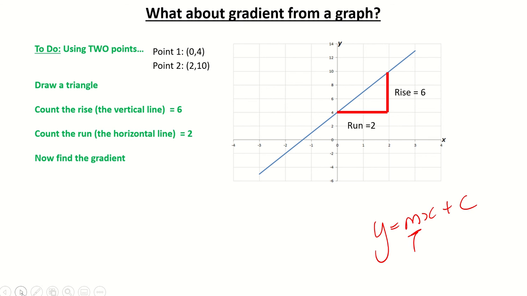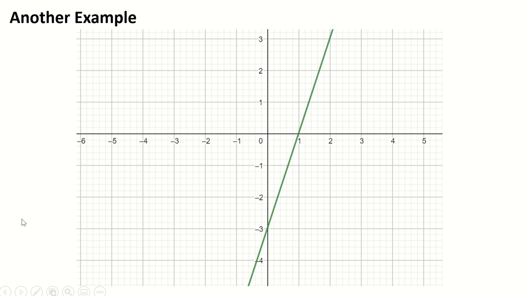So in order to find gradient, we use the formula m, or gradient, is equal to rise divided by run. In this graph, that's 6 divided by 2 equals 3. Let's look at another example.